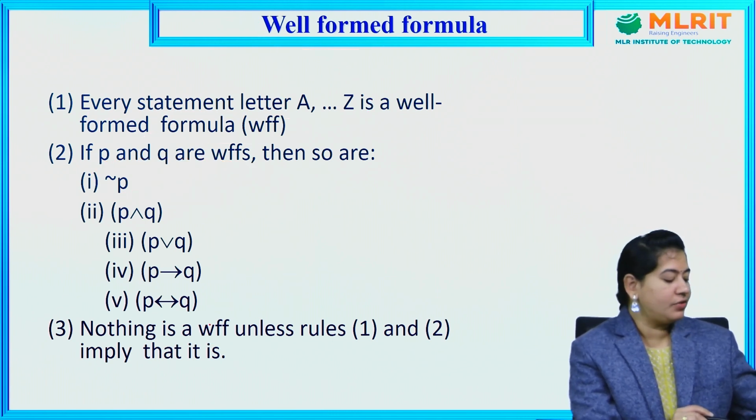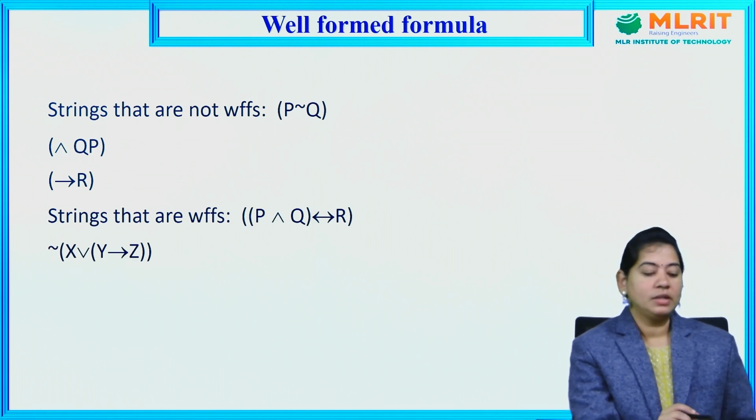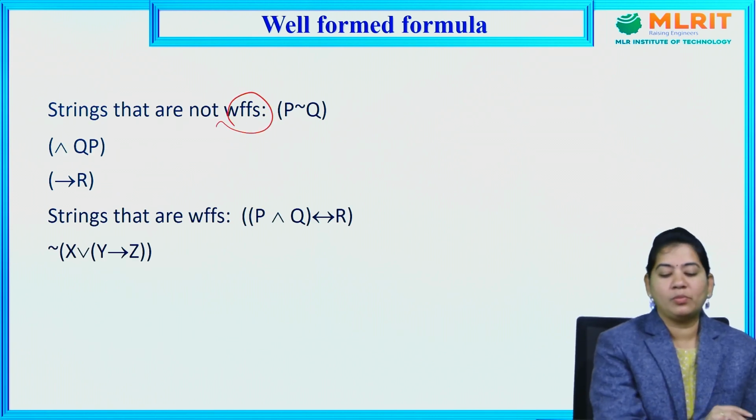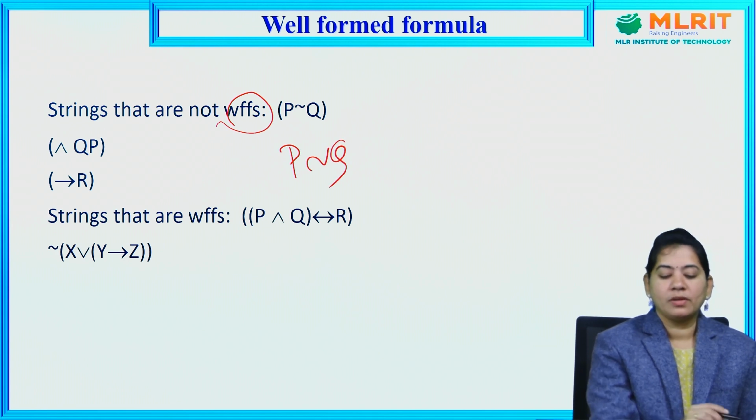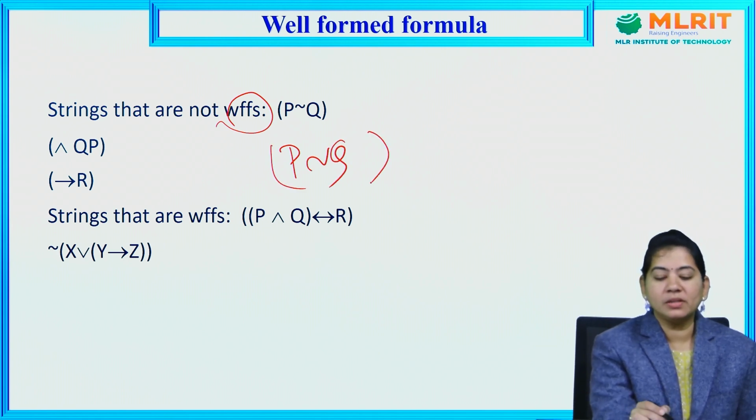So let us see which strings are not well-formed formulas. If I write P negation Q, this is not a well-formed formula. Why? Because here we don't have any connective between P and Q.